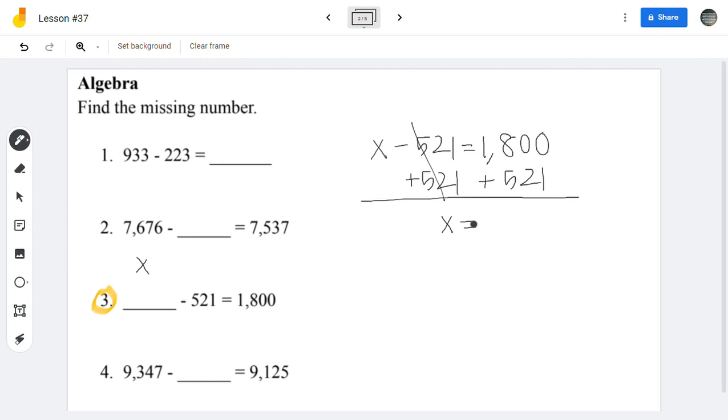After I got what I want, I'm going to just add these together, and you'll get 2,321 once you find the sum of them. So this should be your final answer. With this missing number, it means 2,321 minus 521 equals 1,800. It's very simple as that.